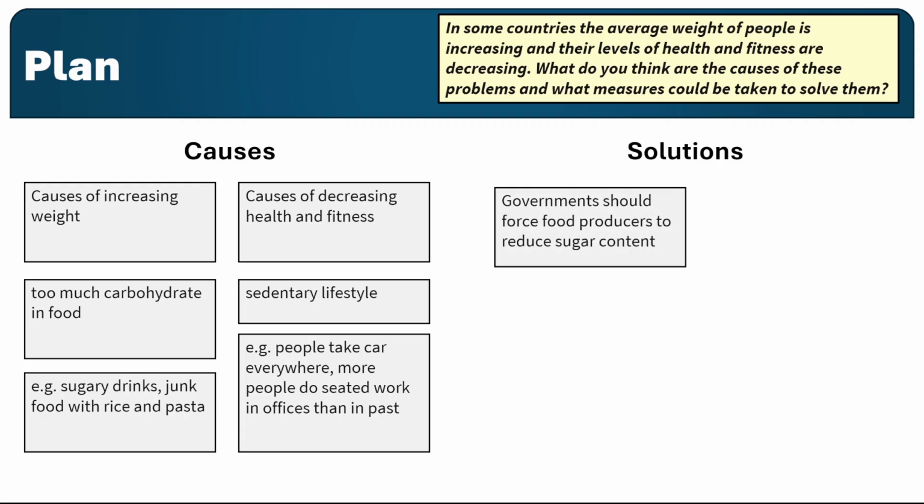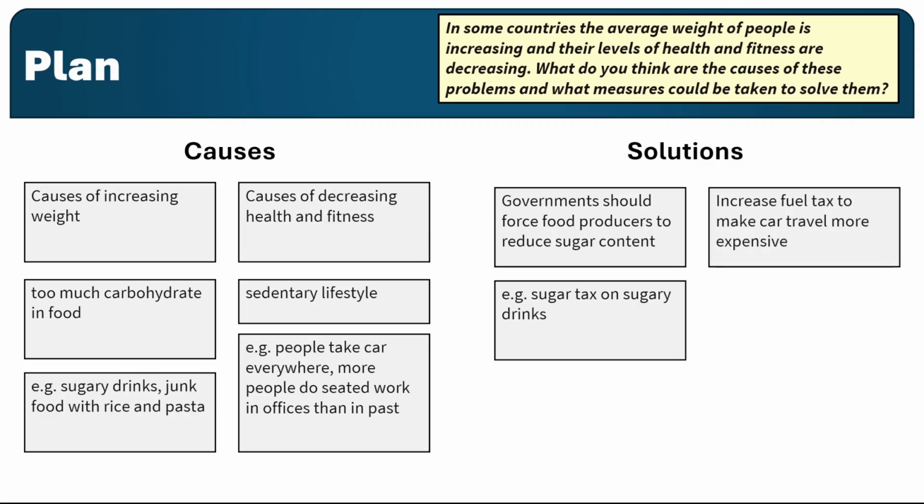What about some solutions here? Well, I think governments should force food producers to reduce the sugar content of their food and their drinks. Well, how can they do that? I need to explain this in more detail, maybe by giving an example from my own knowledge or experience. And I know about this one here, the sugar tax. You can have a sugar tax on sugary drinks. You can tell food producers that they've got to pay an extra tax if they make drinks with a high level of sugar.